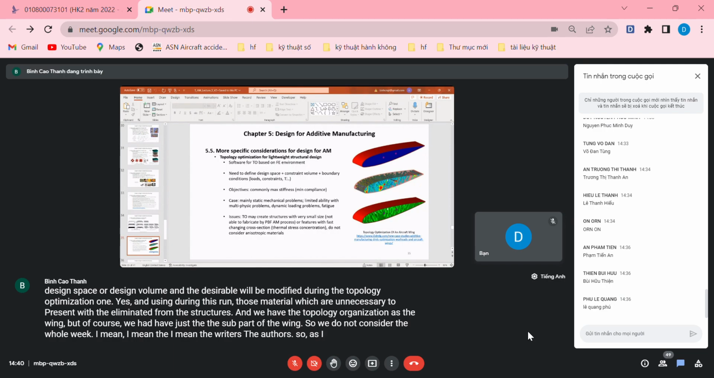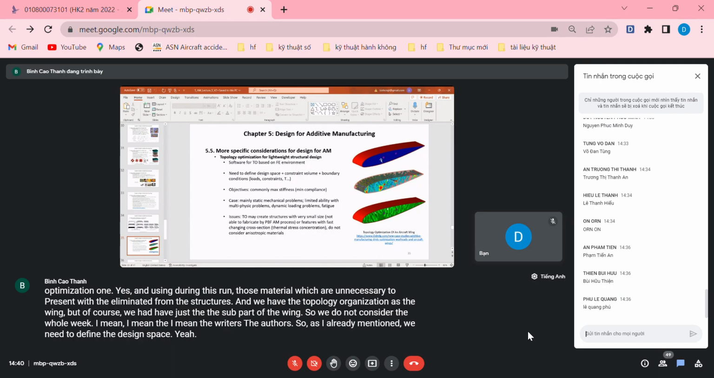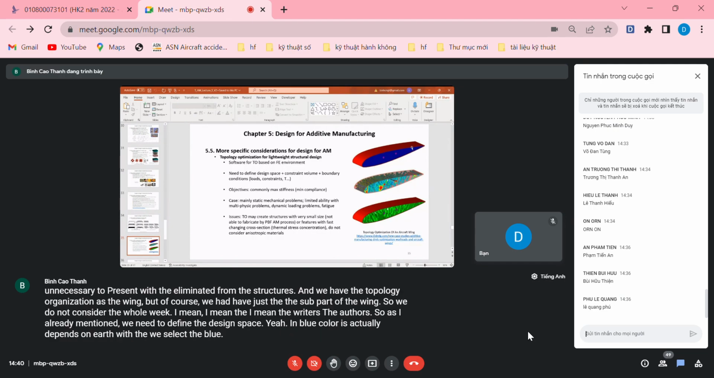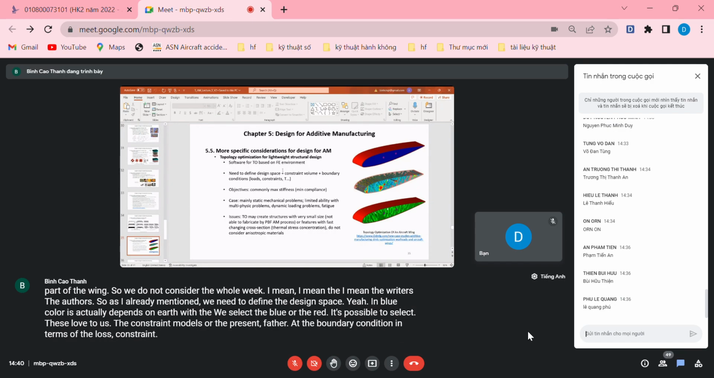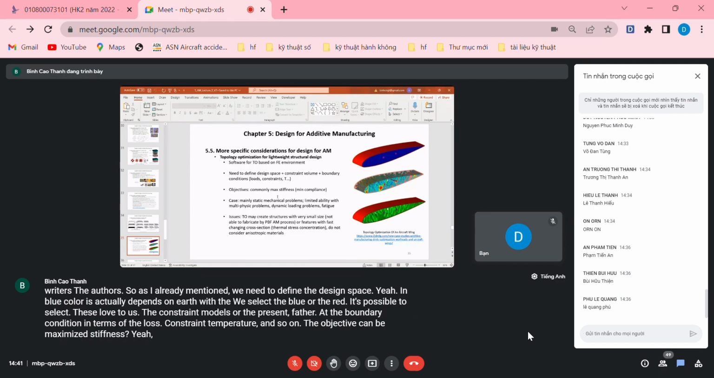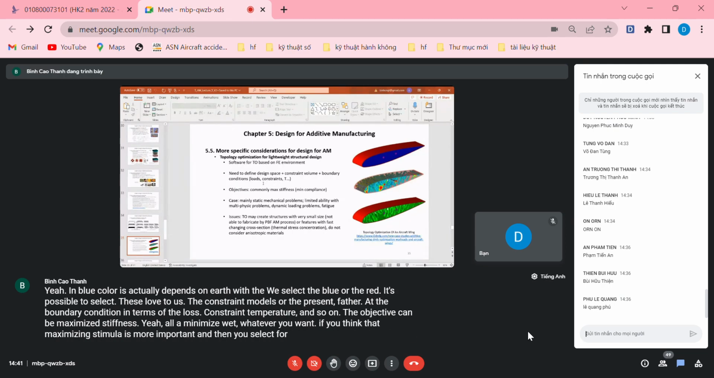As I already mentioned, we need to define the design space, in blue color. It actually depends on us whether we select the blue or the red. This is up to us. We also define the constraint volumes or preserved volume, and the boundary conditions in terms of loads, constraints, temperatures, and so on. The objective can be to maximize stiffness or minimize weight, whatever you want. If you think maximizing stiffness is more important, then you select that for optimizing the structure.